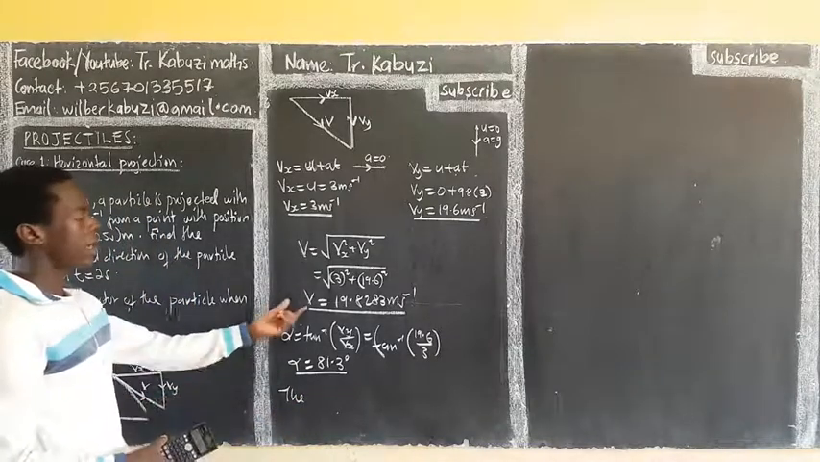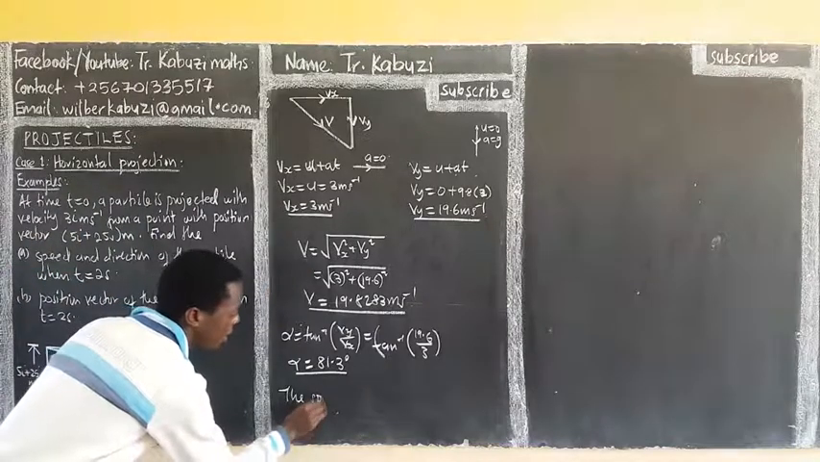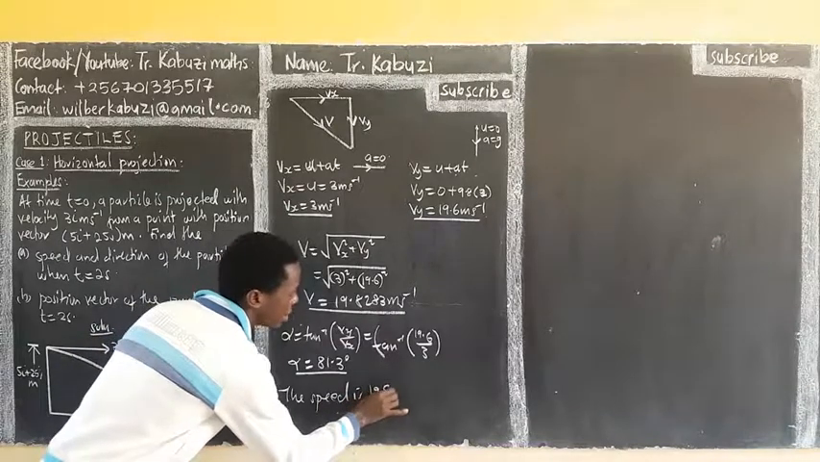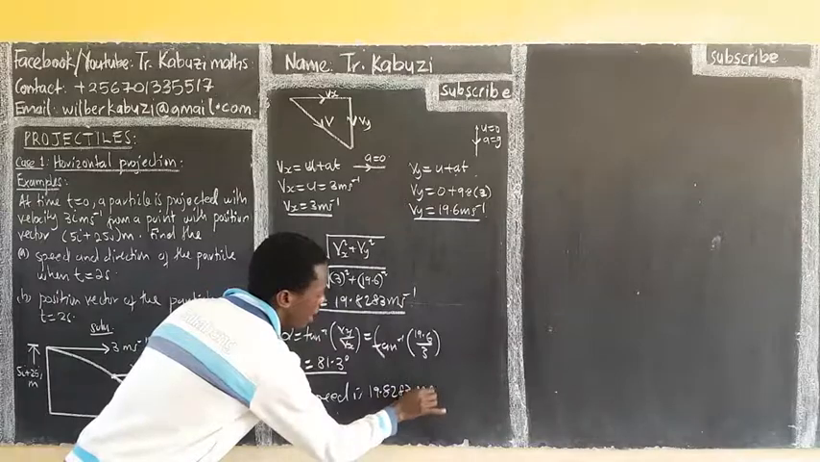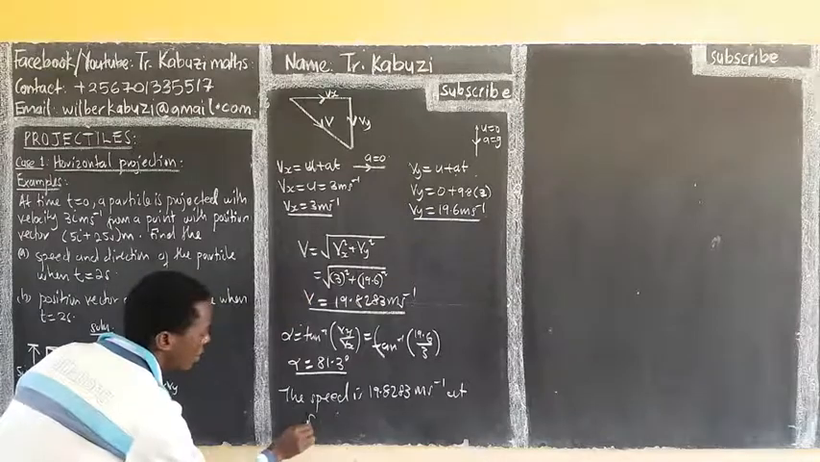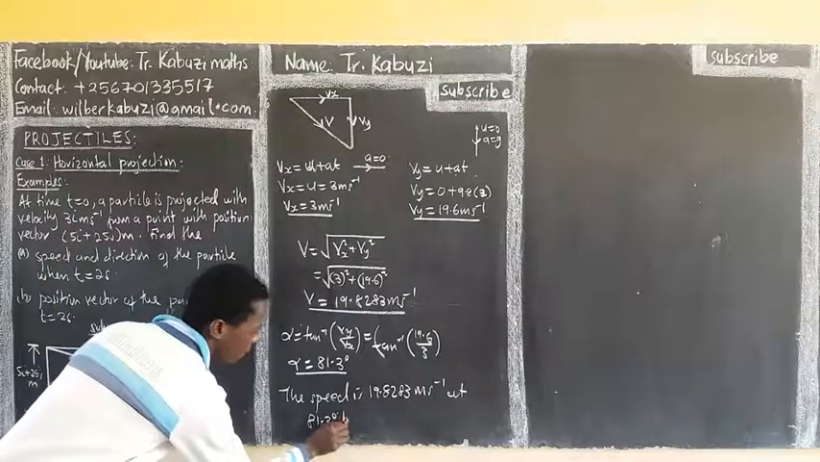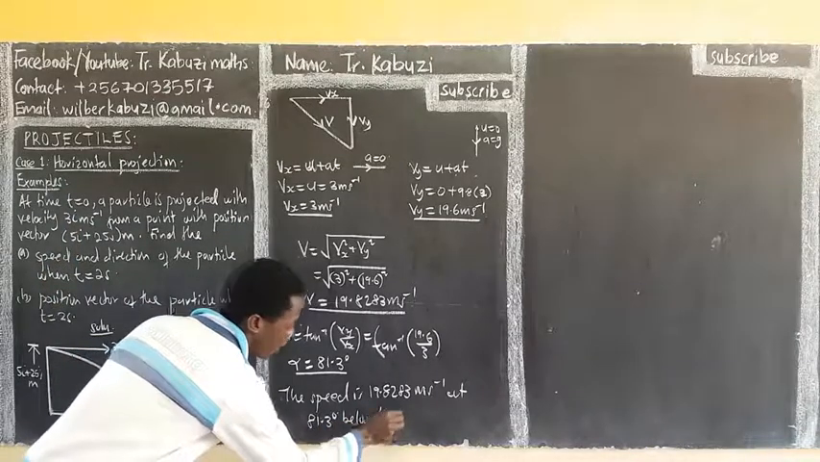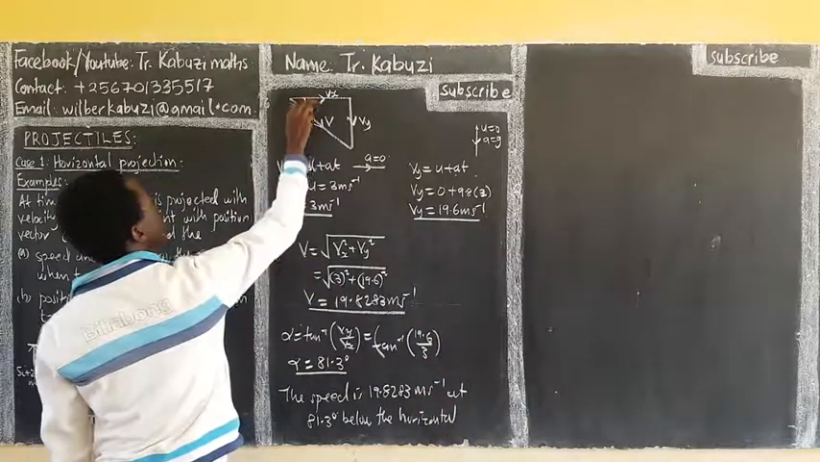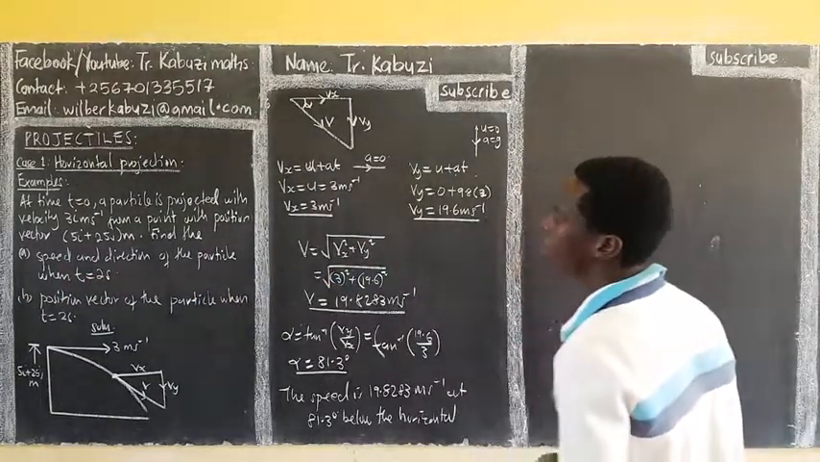So now you can say the speed is the magnitude of velocity. That's why we always get this magnitude, because speed is the magnitude of velocity. So the speed is 19.8283 meters per second at 81.3 degrees below the horizontal, where our horizontal, that's what we are calling our horizontal. This is our alpha. So now they want us to get the position of the particle when t is equal to 2 seconds.